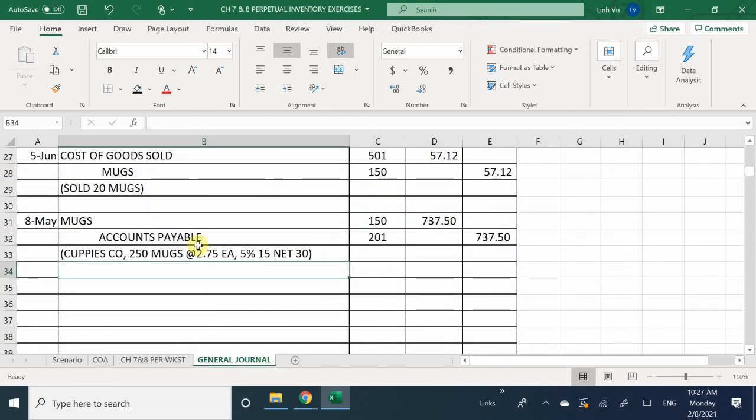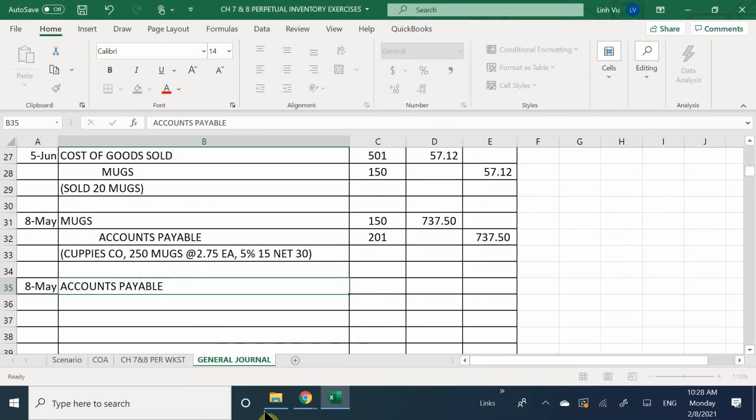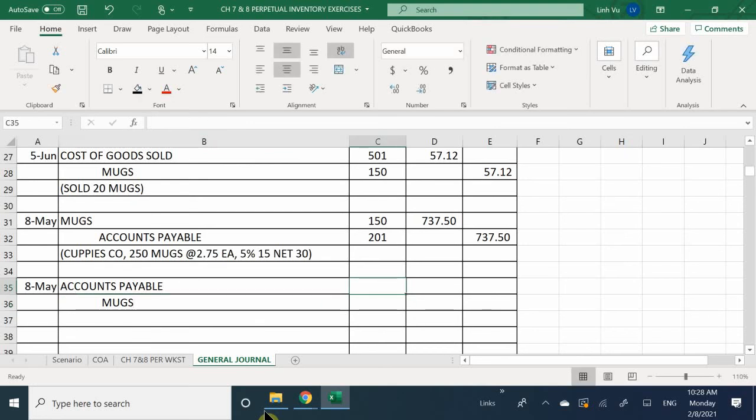Remember, what kind of inventory tracking method are we using? Perpetual. So where are my items located? In inventory. So if I placed everything in inventory, where am I taking it out from? Directly out of inventory. So we're going to lower our payments, obviously, and take it directly out of our mugs. Of course, in real life you would take those black mugs and place them into another category, but this is just a general example, so we're assuming they're all in the same pile. Accounts payable is 201 and my mugs is 150.